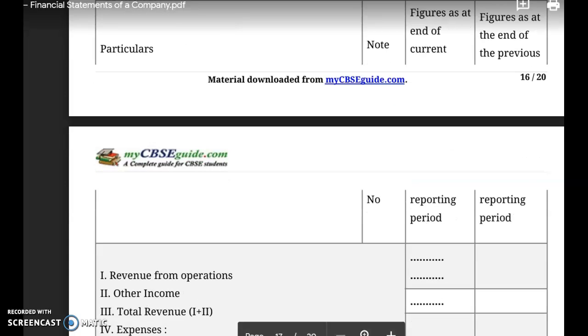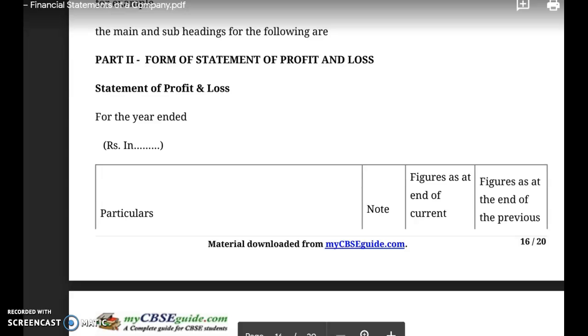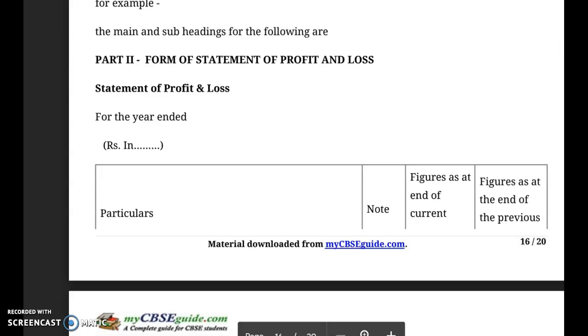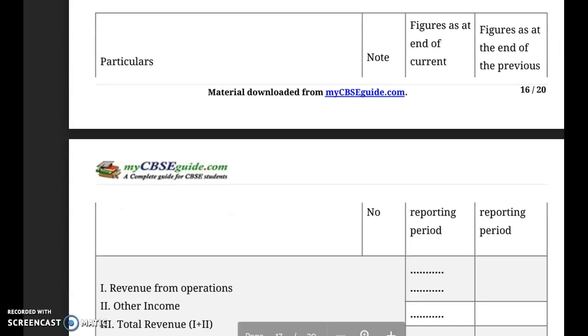Current year information will be shown in the first figure column, followed by the information at the end of the previous year. So the columns remain the same, but in the case of the balance sheet we show the assets and liabilities, whereas in the statement of profit and loss we will show all the information relating to the profit and loss account in a systematic vertical form. In the first column, the information is given. In the second column, the note number is given, and the detail is given in that note. In the third column, we will write the figures of the current year. In the last column, we will write the figures at the end of the previous year.